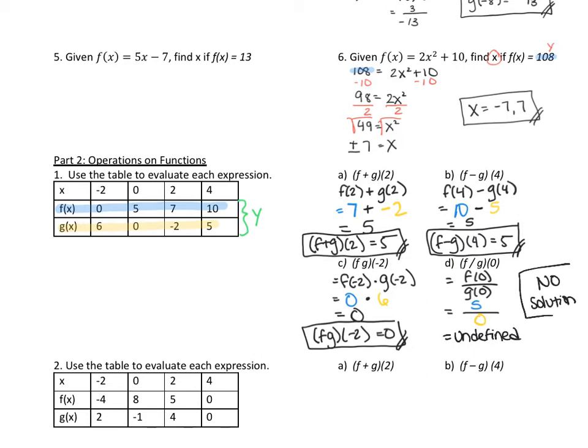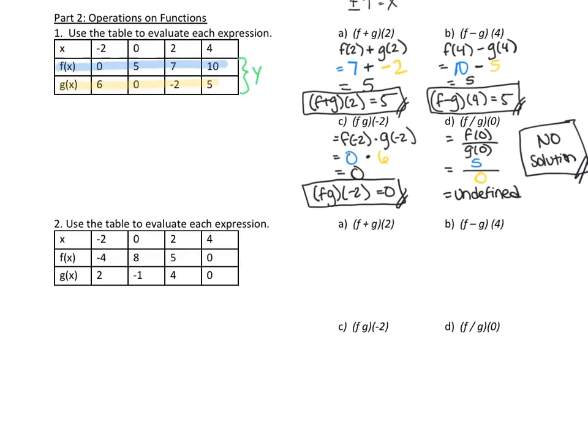Why would I do this? Because the solution doesn't exist. You're not supposed to divide by 0. So it is possible to have a no solution problem. It doesn't mean you're doing the problem wrong. It just means there's no possible answer for that situation. So this is how to deal with operations and functions with a table. But what if we continued on and dealt with operations and functions with functions or equations? So let's take a look at that.